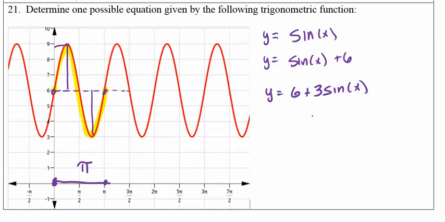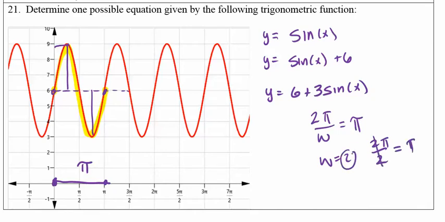So that means you have to ask yourself, okay, 2 pi divided by what w value would give me back a period of pi? Okay, and the answer here, of course, is 2. W has to be a 2 because 2 pi divided by 2 gives me back a pi. So 2 is what goes into my equation, and it goes in between the trig function and the x value. So my final answer is y equals 6 plus 3 times the sine of 2x. Yes.